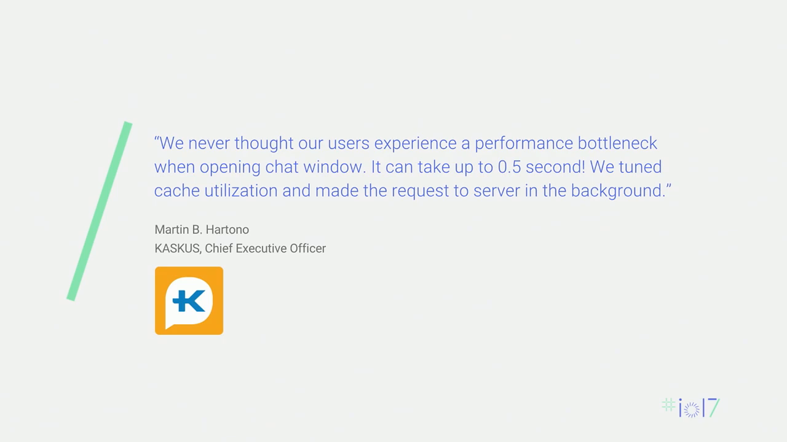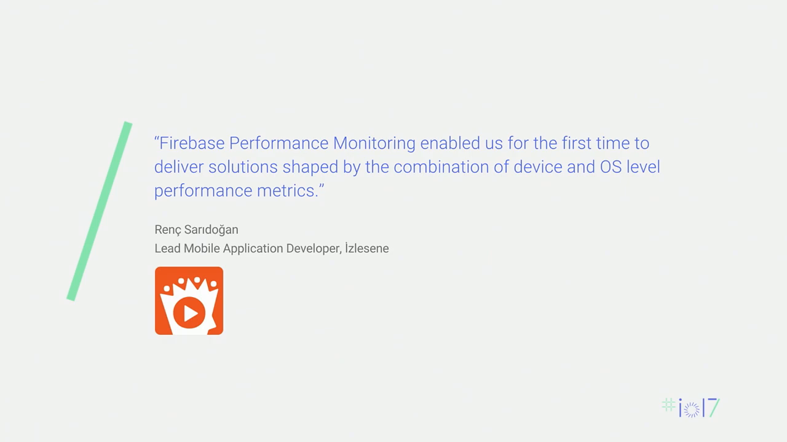So this allows you to do things like this, but it also opens up the possibilities for things that weren't possible before. This is one of my favorite examples. İzlisene, which is a video app based in Turkey. Even though they haven't been using performance monitoring for a long time, they already have customized treatments for their users based on the combination of device and OS level. This is the kind of thing that would have been difficult in the past, but because of the deep insights you get in the console, you can do this kind of things.